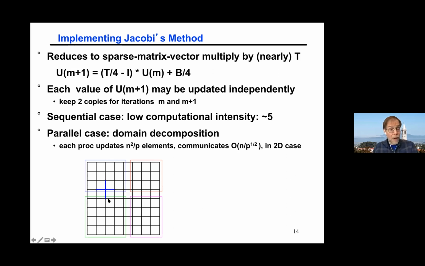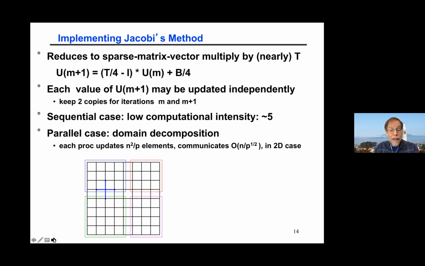And so this is a very similar picture to what we did in the sources lecture. So every point on the boundary represents a communication. And so what I want to do is choose these shapes, which are squares here, to minimize the surface to volume ratio. We talked about that before and decided that squares was a very good way to do that. In this case, each processor is going to update n squared over p elements. It's nicely load balanced, and it's going to communicate proportional to its boundary, and that is n divided by the square root of p in the 2-dimensional case. That can be a fairly large number, but that is sort of the limit.